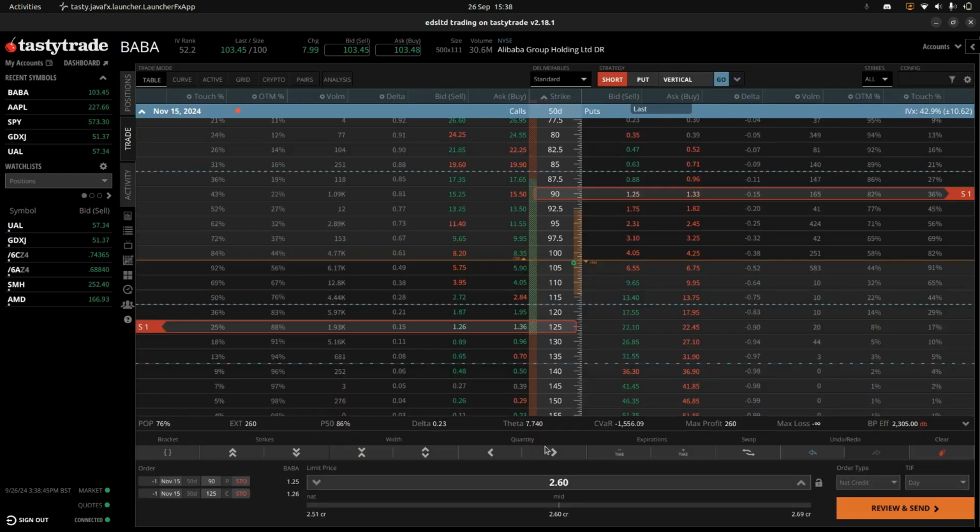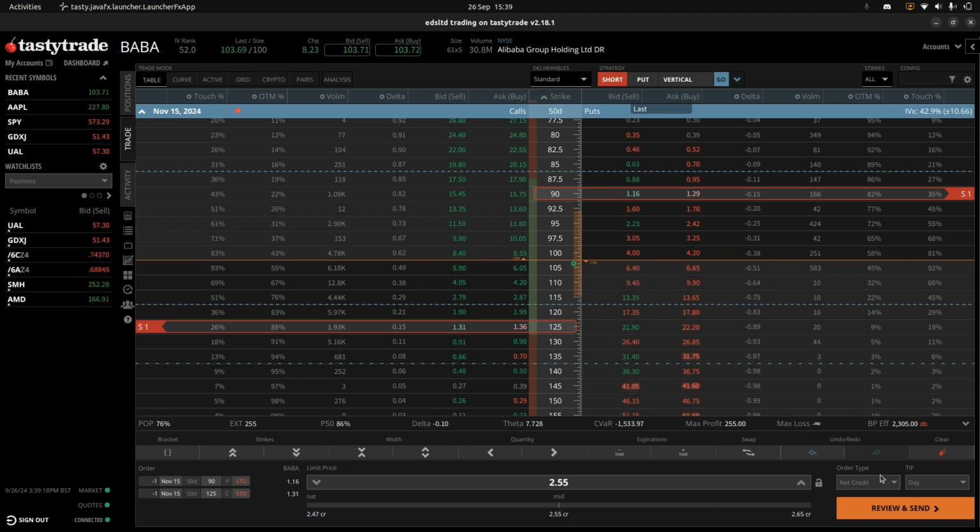And if we look at the numbers, we can collect $260 up front, and our broker is only going to require 2.3k in buying power to open this position. So this is a very nice return on capital for a naked position. We're going to get $7.7 in daily theta decay. We've got a very high probability of profit, and overall, I think this is a great position. We're not going to place this position. We are pretty maxed out in our portfolio at the moment, but this is a very nice position for anyone that was looking for one.